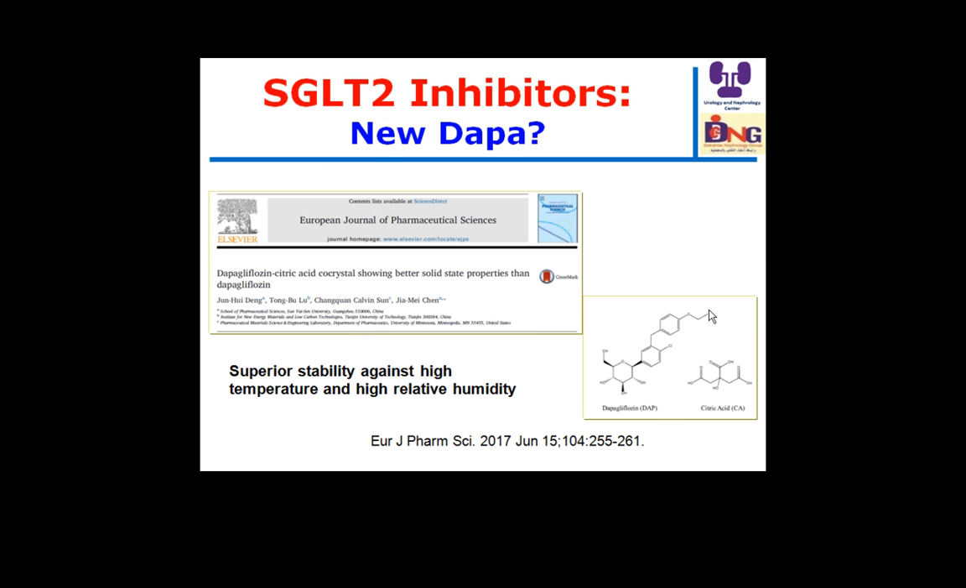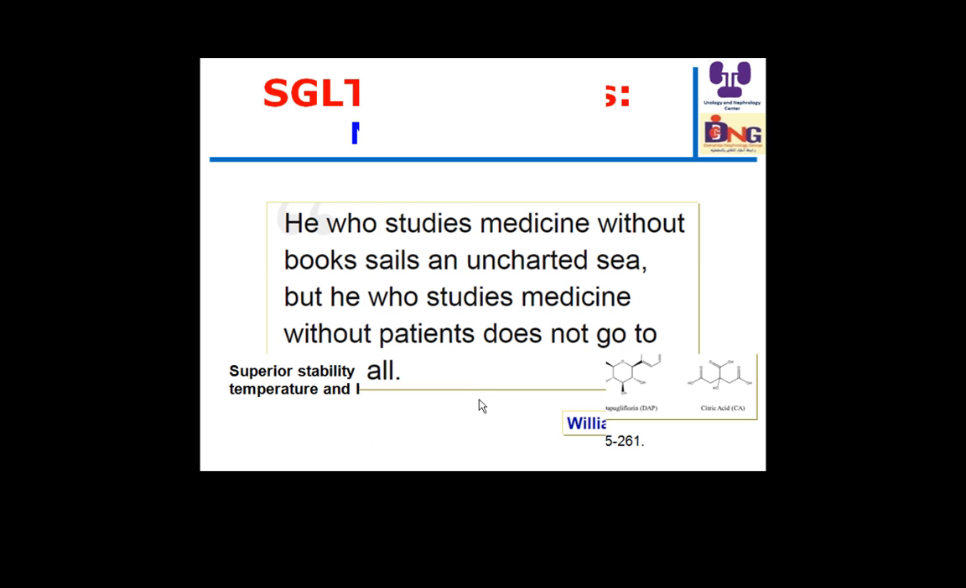So we are waiting for many advances, and one of the advances in sodium glucose cotransporter 2 inhibitors is to have a superior, stable dapagliflozin. Here dapagliflozin citric acid crystal, this is DAPA and this is citric acid. It shows better solid state properties than dapagliflozin, because it exhibits superior stability against high temperature and high relative humidity. So we are waiting for further and further research.